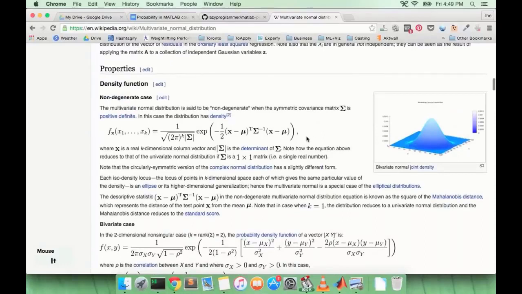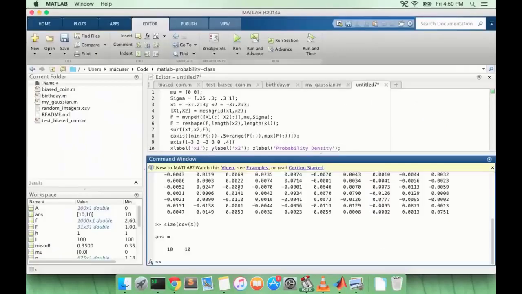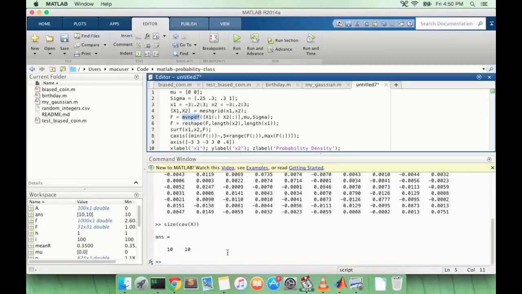What's interesting about the PDF of the Gaussian in the multi-dimensional case is that we never use the covariance directly. We use the inverse right here in the exponent and the determinant. And again, since we already wrote a function to calculate Gaussians before, I'm not going to ask you to do it again. There's already a function called MVN PDF in MATLAB that will do this for you.